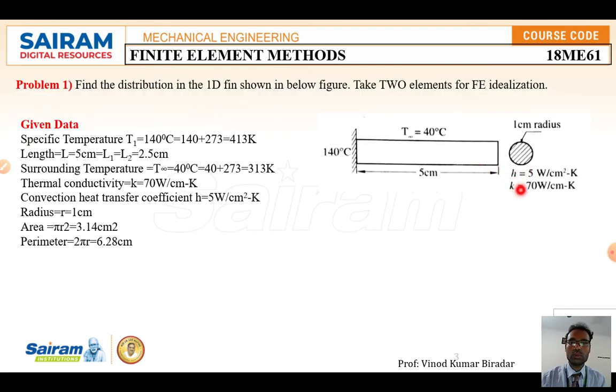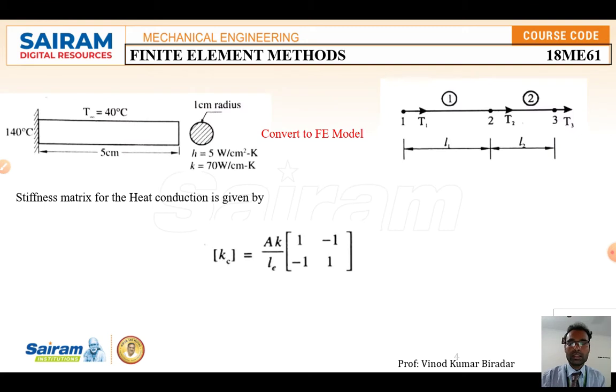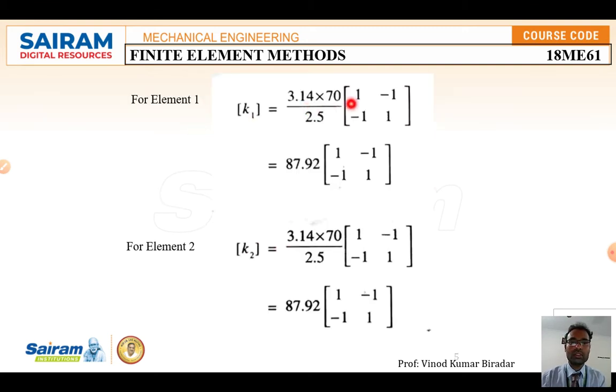Let us consider both the elements K1 and K2 as 70. A is 70, and the length for the first element is 2.5. Now you substitute all the values, that is 1 minus 1. If you simplify this, you are going to get the heat due to conduction as 87.921 minus 1 minus 1 1.